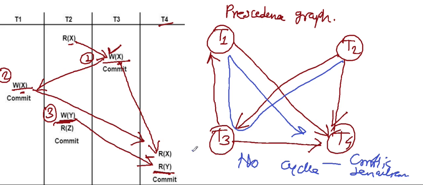So I hope you understood this point, drawing a precedence graph to detect conflict serializability.